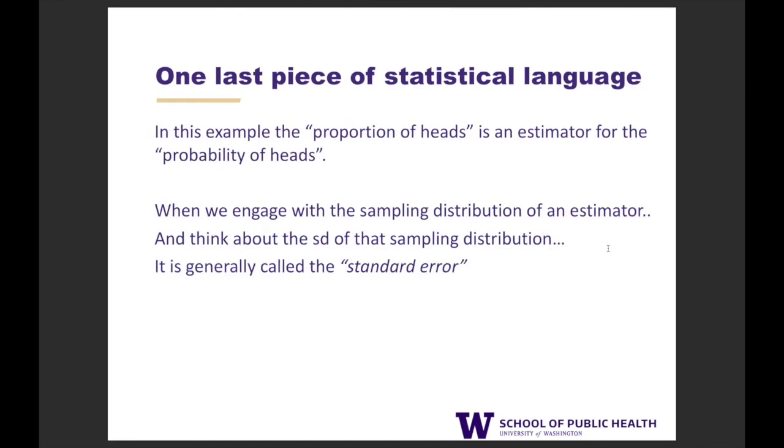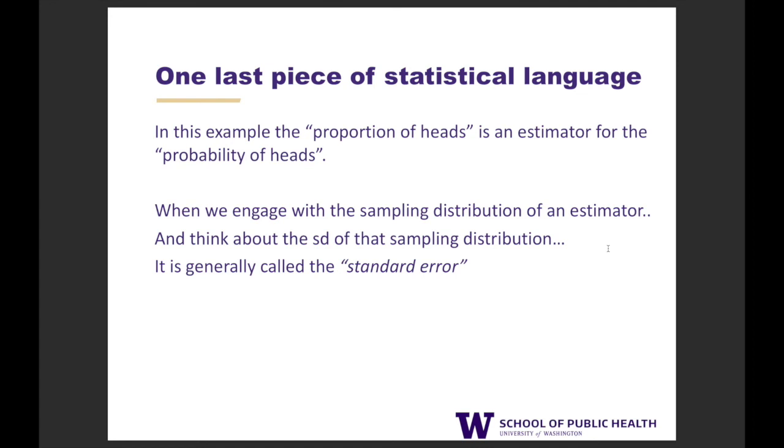One last piece of statistical language. In this example, we were trying to estimate the probability of heads, which is a parameter of nature, in this case, of our coin, with the proportion of heads, which is an estimator based on our sample. So we looked at the sampling distribution of the proportion of heads. This is the sampling distribution of an estimator. And we looked at the width of that sampling distribution by thinking about the standard deviation, the SD.